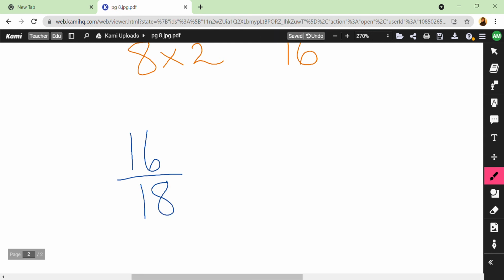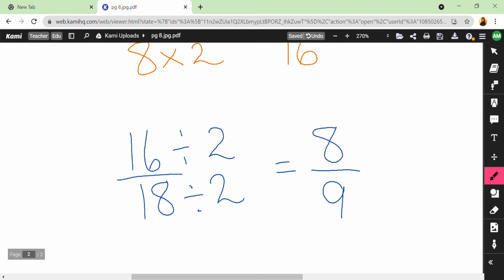Here I can use division. And I simply need to think, what can I divide both of these numbers by to get an equivalent fraction? And here, they're both even numbers. I can divide them both by 2. 18 divided by 2 is 9. 16 divided by 2 is 8. And I have an equivalent fraction. 16/18 is equivalent to 8/9.